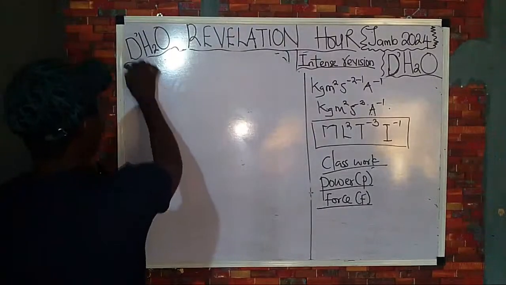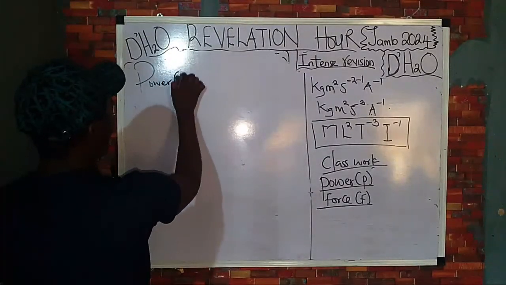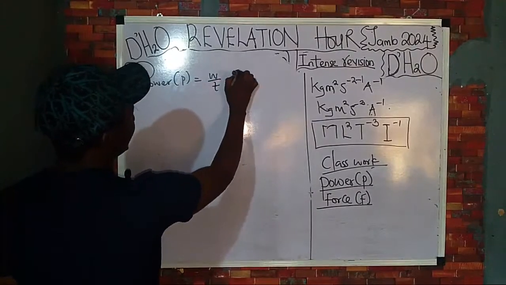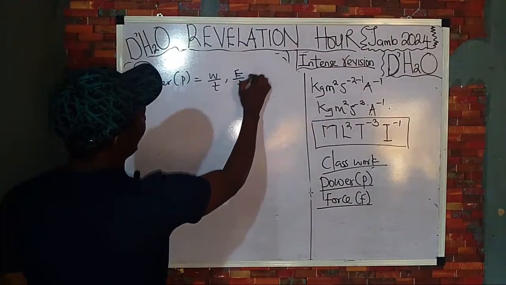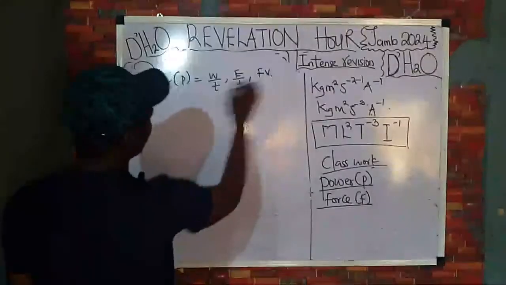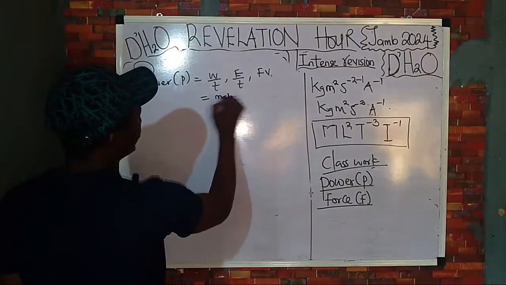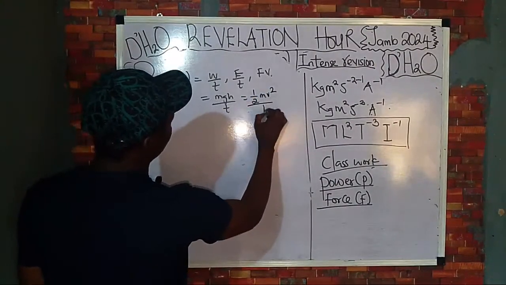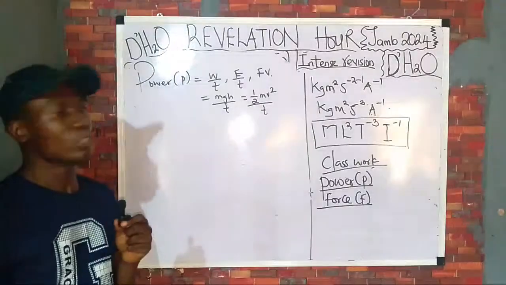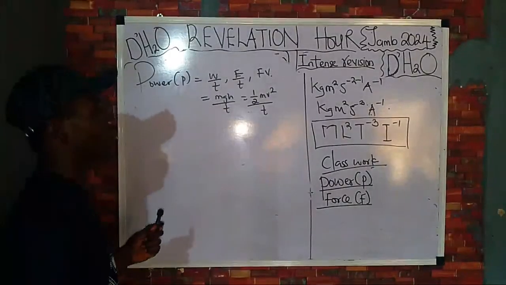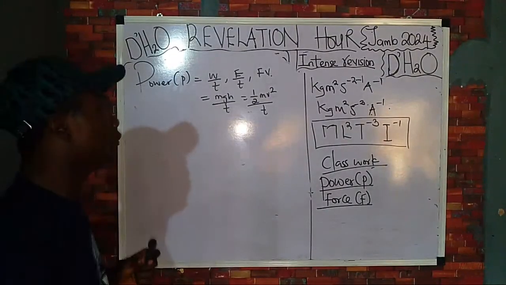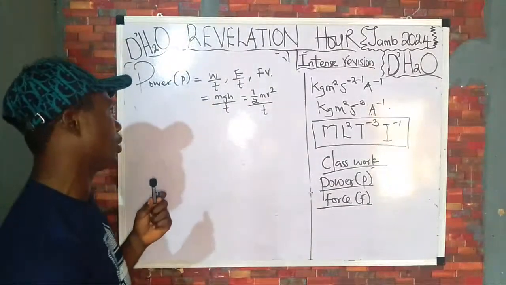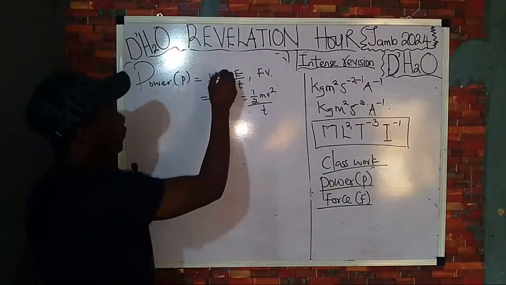Okay. Now your power. Remember, your power is equals to work over time. Power is energy over time. Power is force times velocity. Power is mgh over time. Power is 1 over 2 mv square over time. These are the formula of your power. You can use any one of them to get your dimension. Remember, if you have a number like 1 over 2, you remove it if you want to get dimension. Okay. Now let us get our power from the first formula.